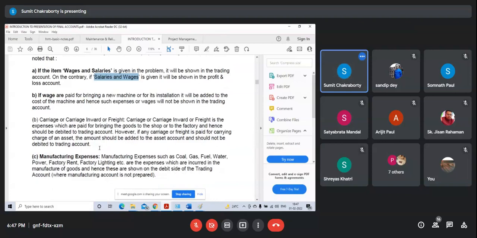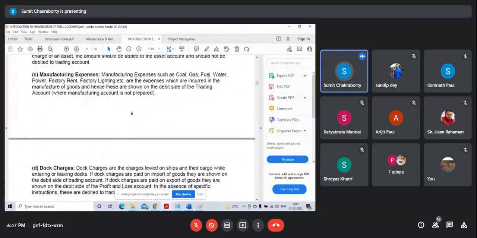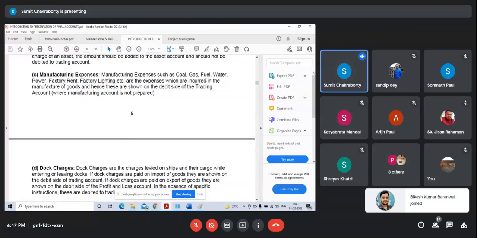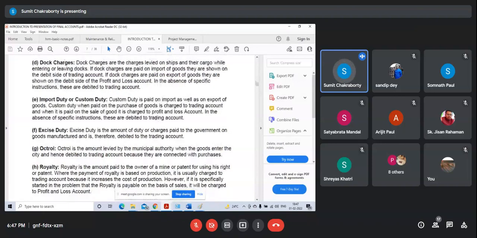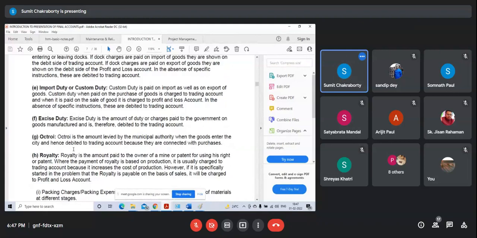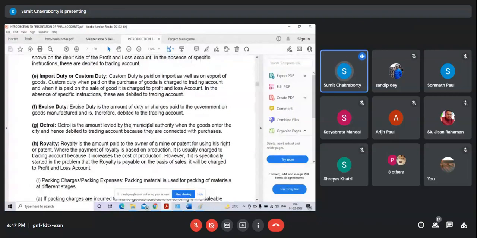Manufacturing expenses such as coal, gas, fuel, water, power, factory rent, factory lighting, etc. are expenses which are incurred in the manufacture of goods and hence are shown on the debit side of the trading account. Dock charges, import duty, customs duty, excise duty, octroi duty. Octroi duty is the amount levied by the municipality when goods enter the city and hence debited to the trading account because they are connected with the purchase.